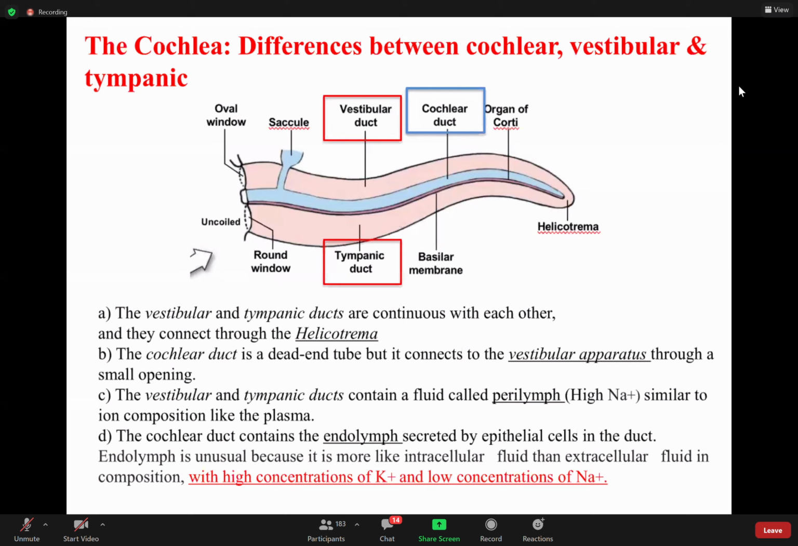Both of them do receive projections from both ears, both the right and the left auditory system. However, as we're going to see in the visual system, there is also a cross-link. So let's say the right ear is going to project to the left hemisphere, and the left ear is going to project mainly to the right hemisphere.